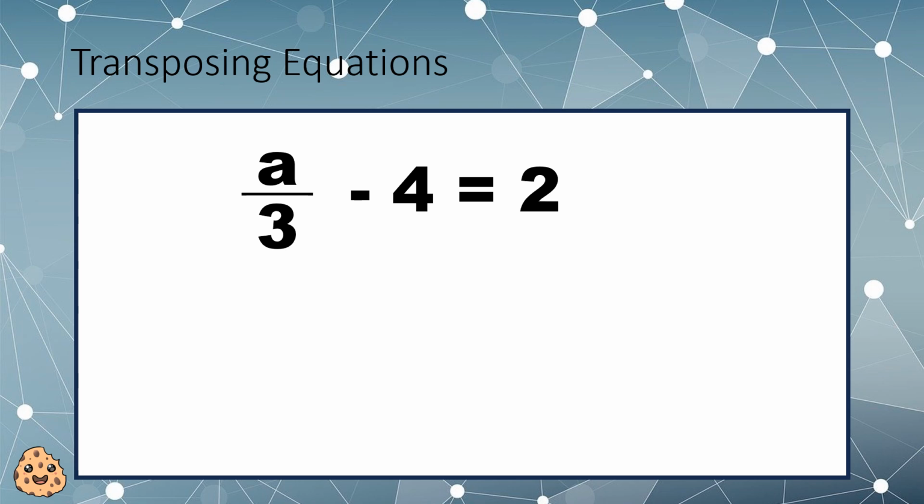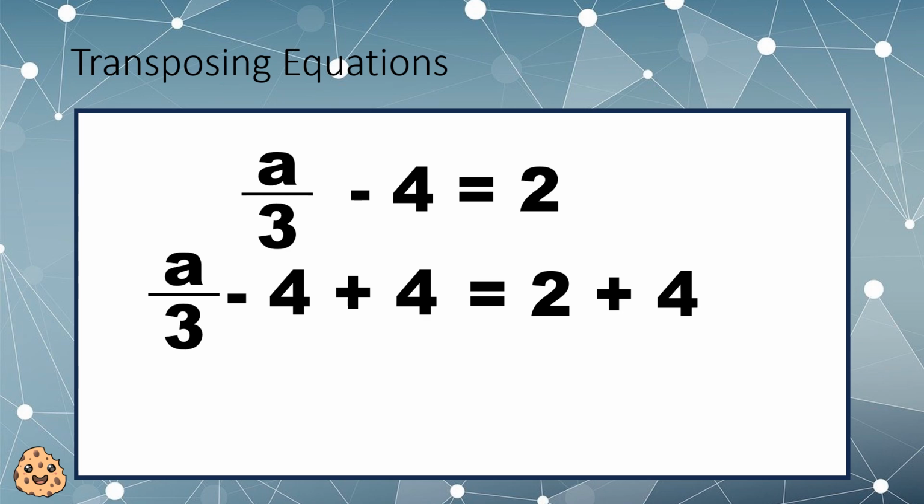Remembering once more back to our equations and their partners. If we need to get rid of a subtract 4, then we will need to add 4 to the equation. So we add 4 to the left-hand side of the equation, and remembering that key fundamental rule that whatever we do to the left, we must do to the right. So we have cancelled out that 4 and added 4 to the right, meaning we are left with a divided by 3 is equal to 6.